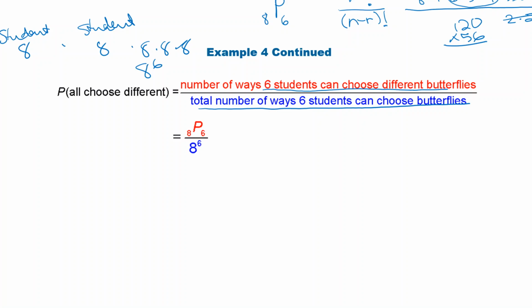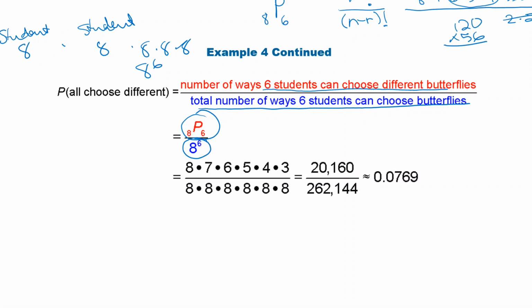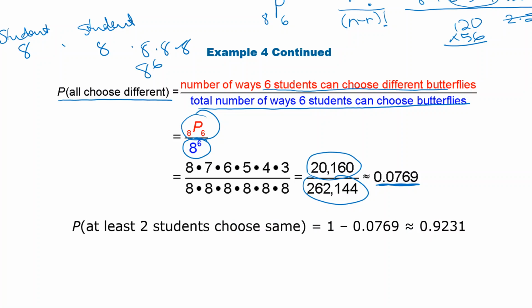So here we have our permutations divided by our total number of choices, which equals, and here it is, this huge number, divided by this equals this amount, okay, 0.0769. So that's our probability that you choose all different. But that's not quite what our question said. Our question said at least 2 choose the same.